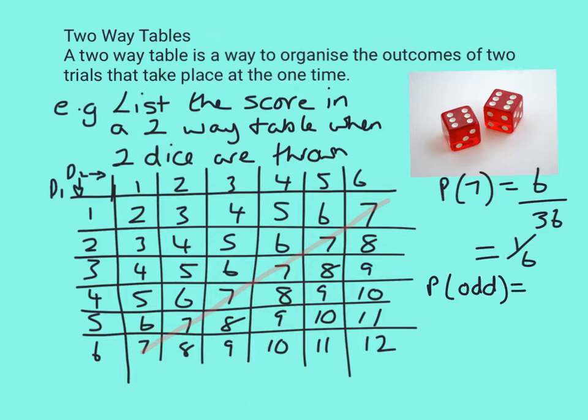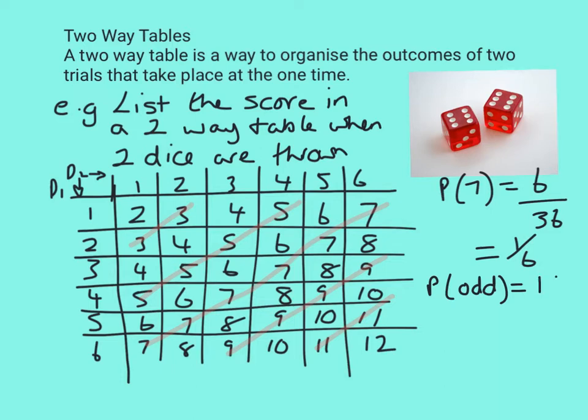So if we look at the probability of an odd number, we can see that odd numbers, so let's highlight them. We have 3s, we have 5s, we have 7s, we have 9s, and we have 11s. So 1, 2, 3, 4, 1, 2, 3, 4, 5, 6, 7, 8, 9, 10, 11, 12, 13, 14, 15, 16, 17, 18 odd numbers in total.